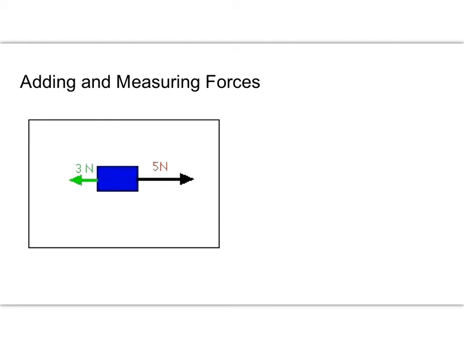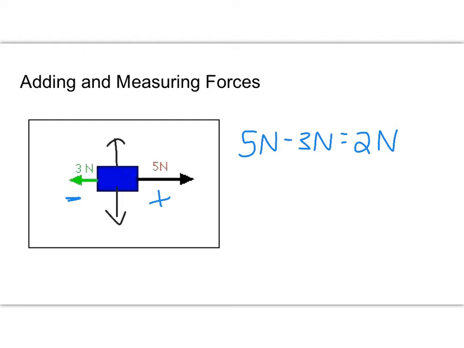So when we're adding and measuring forces, it's almost exactly how we looked at vectors. Objects, if they're going in the positive, are positive, and negative are negative. So we would have 5 N minus 3 N equals 2 N. Now, just as a note, if I had forces also going in the x and y direction, let's say they were 5 newtons and 4 newtons, the same type of thing would be going on.